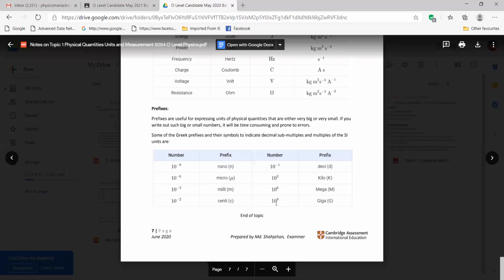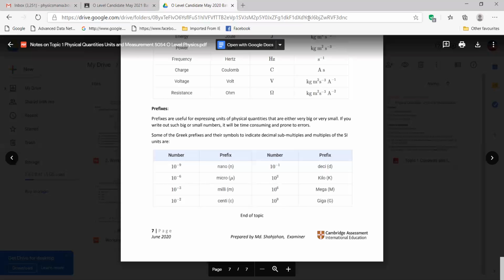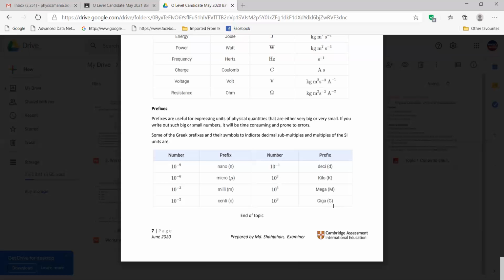There is another one after giga, 10 to the power 12. You just remember it. 10 to the power 12 is tera, and it is capital T. Tera, T E double R A, and it is capital T. Okay, that's all of this topic.